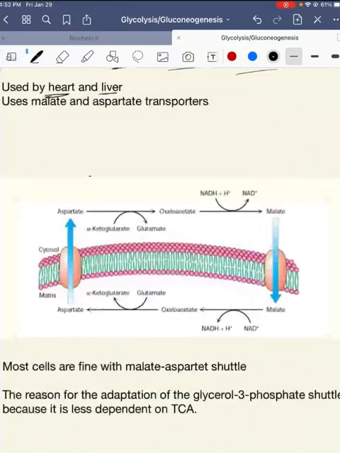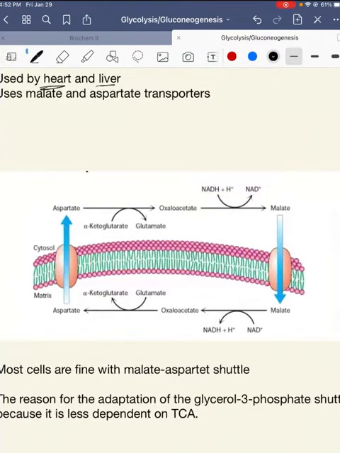So I'm going to zoom in real quick here. So here we have the matrix. Malate goes to oxaloacetate. So this is your normal TCA reaction done by malate dehydrogenase. Oxaloacetate can be converted into aspartate. This is a transaminase reaction. Aspartate can leave the matrix and enter the cytosol, where it's converted back into oxaloacetate by the same transaminase enzyme. Then oxaloacetate is converted into malate in the opposite direction now.